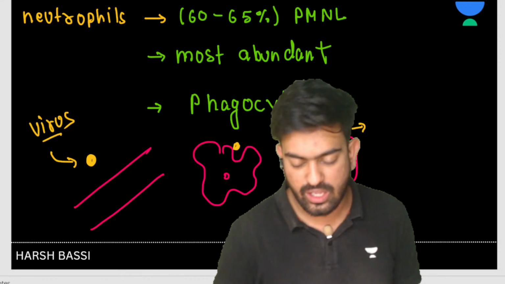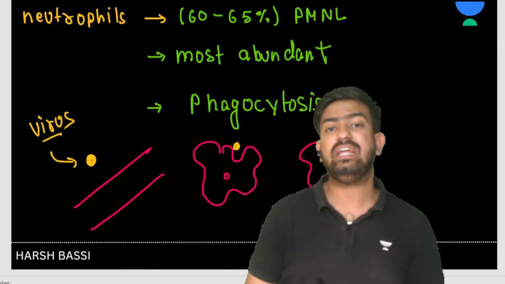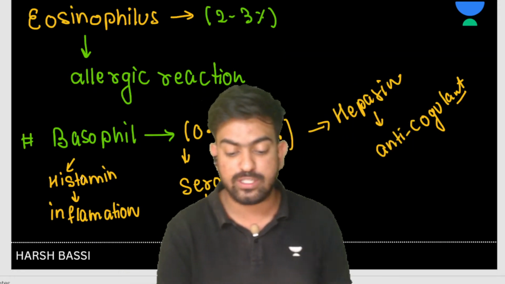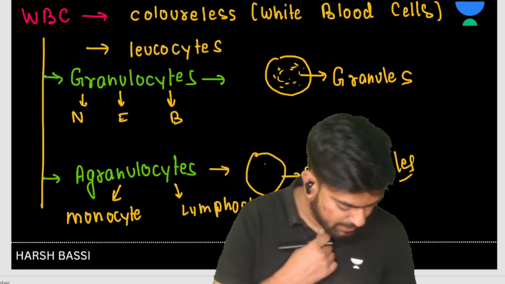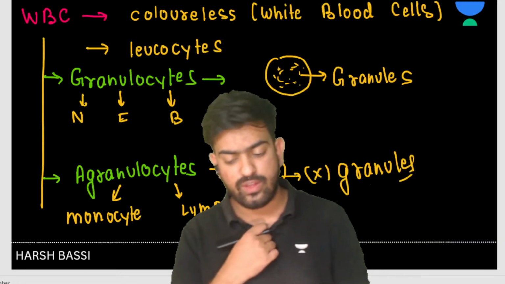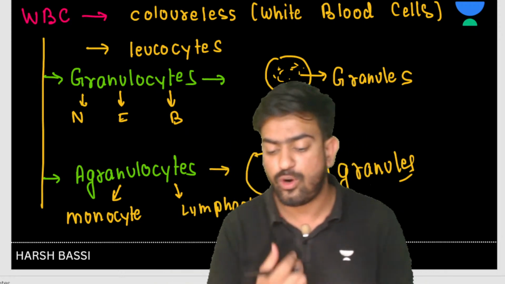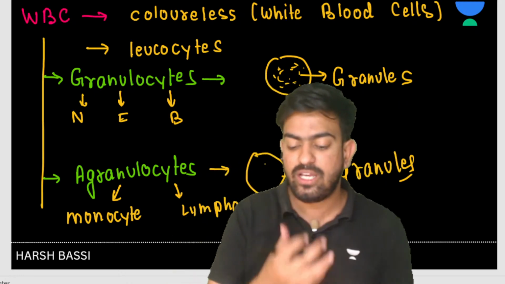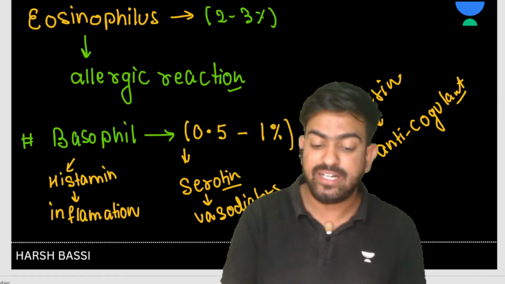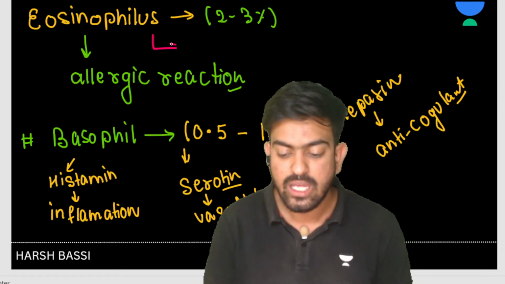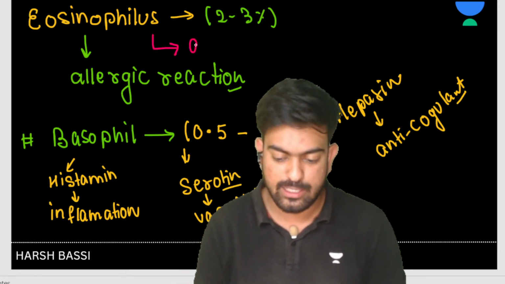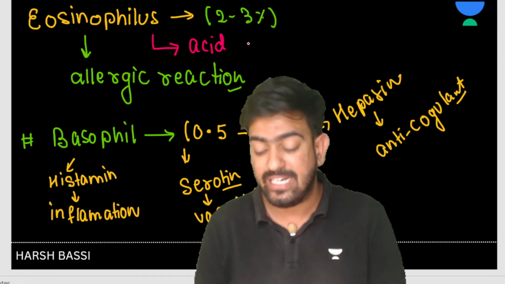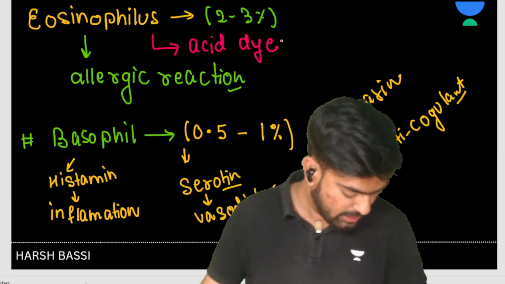If I talk about these things, why are we calling it neutrophils, why eosinophils, and why basophils? Whenever we see a cell, we stain these cells. When we use the acidic dye, the eosinophil is visible. That's why we call it eosinophil, because it is colored by the acidic dye. Yes or no? Okay.